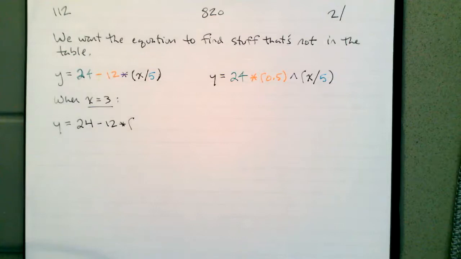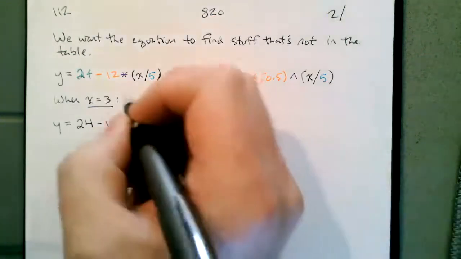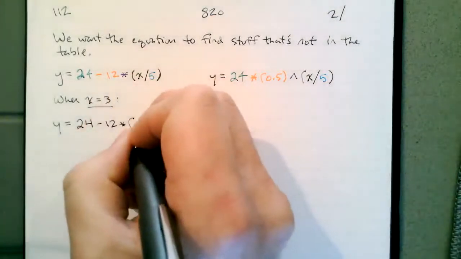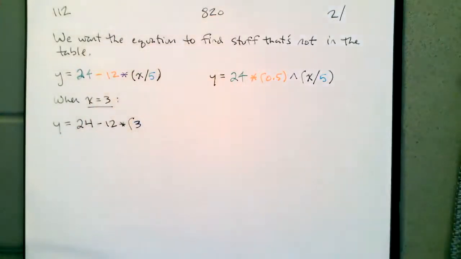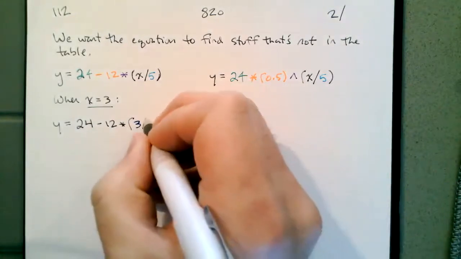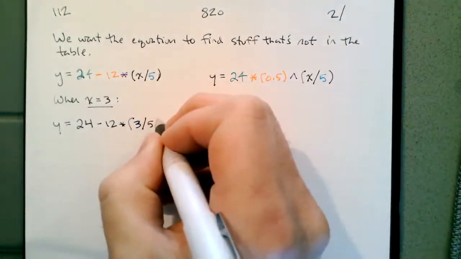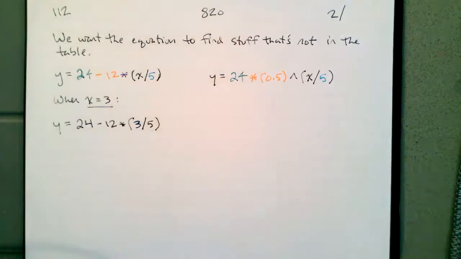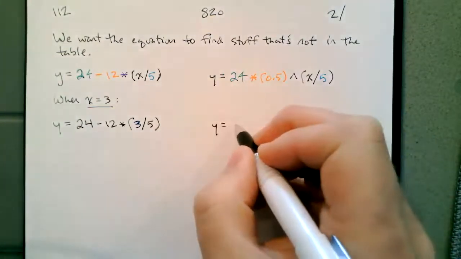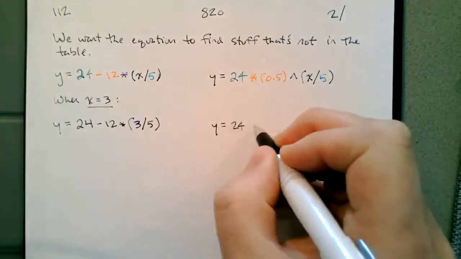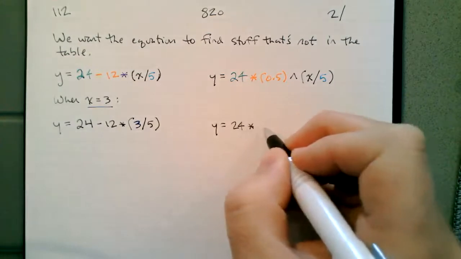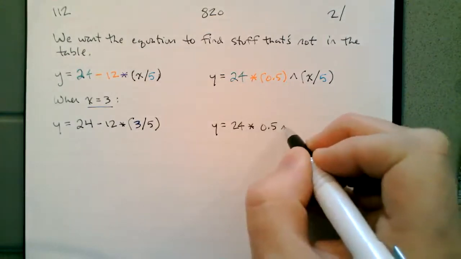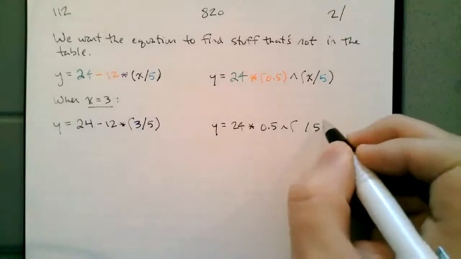What color did I not use? I used all the colors. Can't really tell the difference between the blue and the black on the scans, but trust me, that 3 is in blue. In the exponential function, we would say times 1/2 to the 3 over 5.